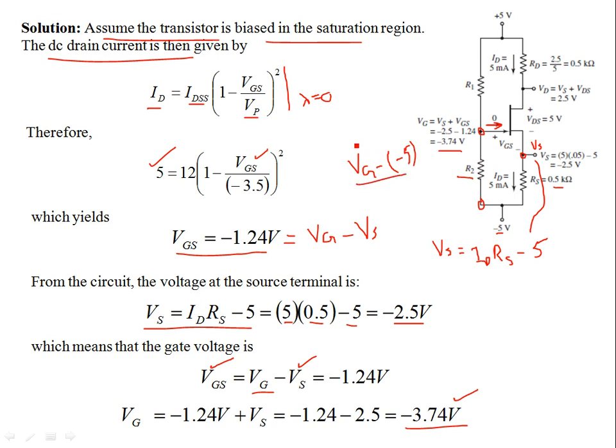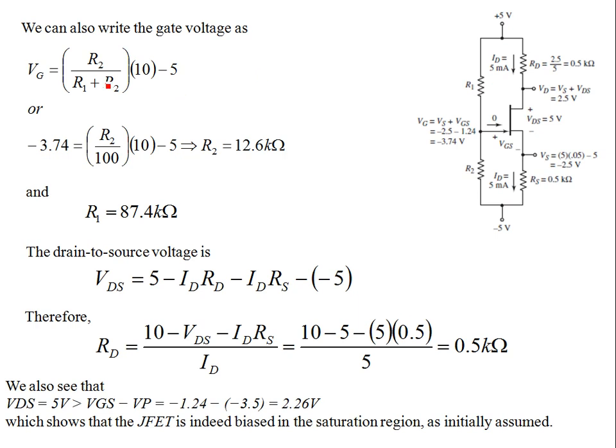Or you can use the voltage divider. For example, over here, this potential is given by the voltage division due to this resistor R2. You don't need to even consider the current in the divider branch. So you can write this as R2 over the addition of R1 plus R2, which is 100 kilo ohms, multiplied by the potential difference between this point and this point, which is 10 volts.